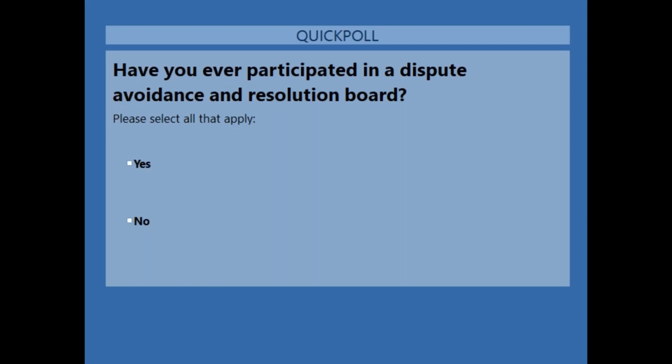And for what it's worth, I'm going to put my hand down, because this is the only one of these polling questions that I would not be responding affirmatively to. So I've never been involved in a dispute that made use of a dispute avoidance and resolution board, but please say yes or no whether or not you have in the poll that you should be seeing right now.